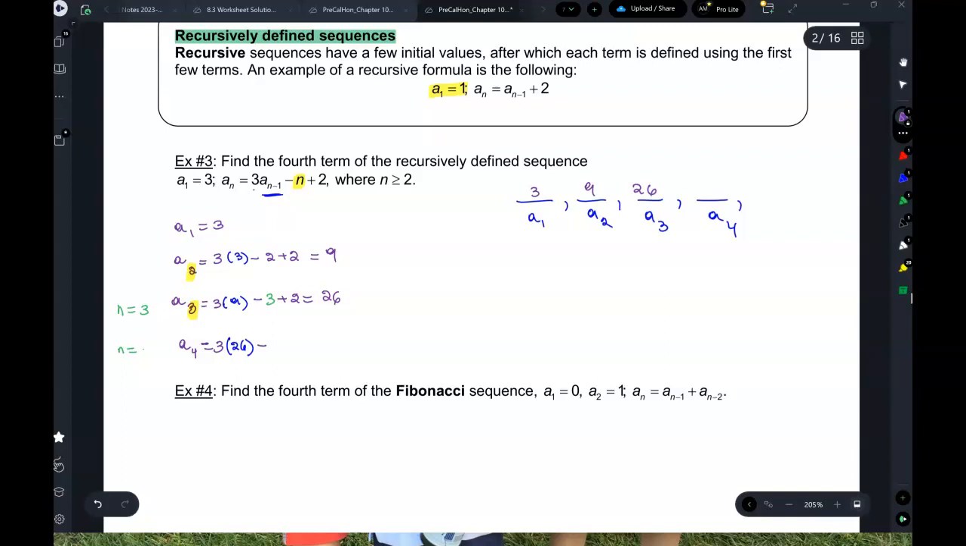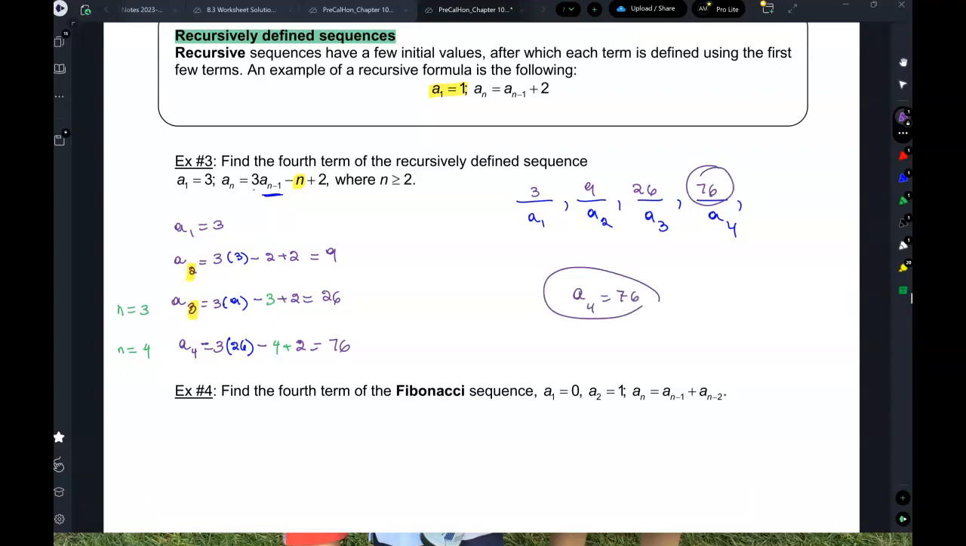Minus the value of n, right? The value of n here is 4, plus 2. So that gives you 76. Okay, so a sub 4 is 76.